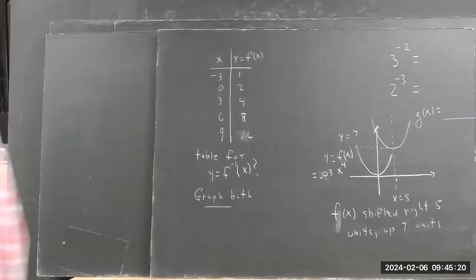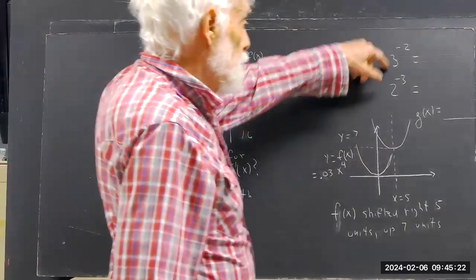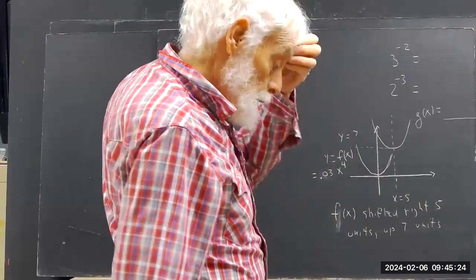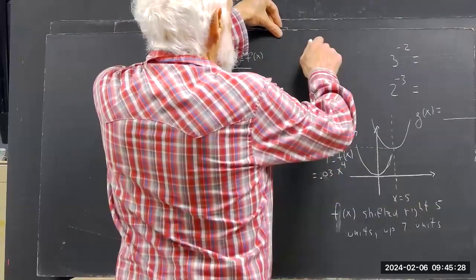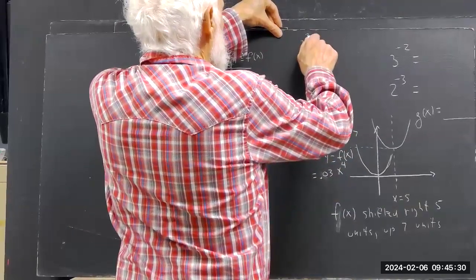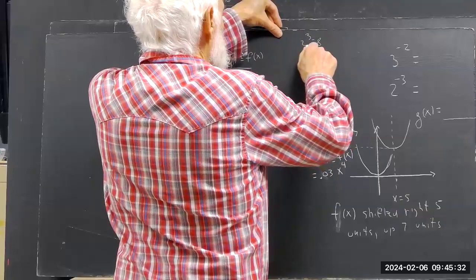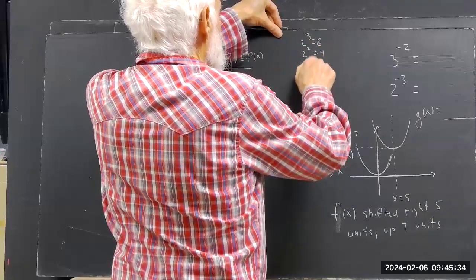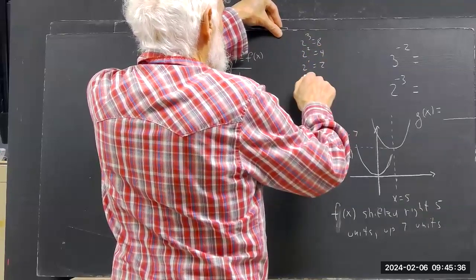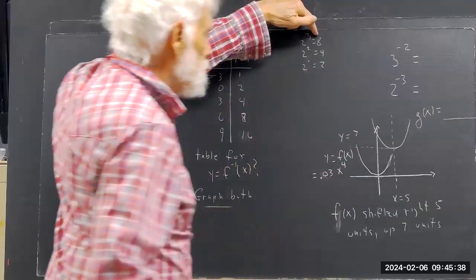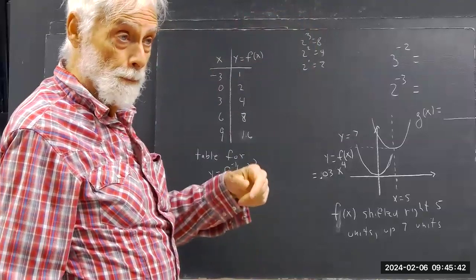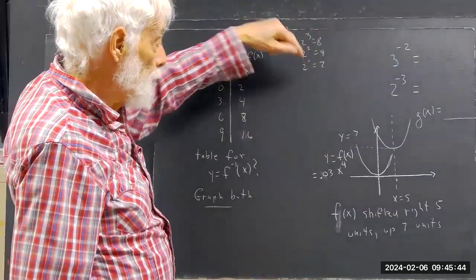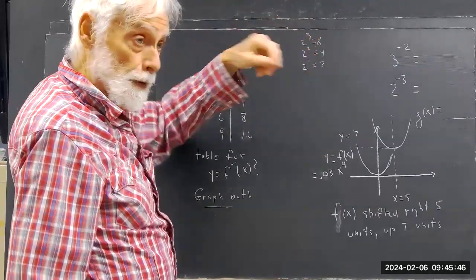Okay. So we have to do 3 to the negative 2. Last time, remember, we did this. We had 2 to the third equals 8, 2 to the second equals 4, 2 to the first equals 2. Your pattern is every one of these numbers is half the one before. So every time your exponent goes down by 1, you take half.